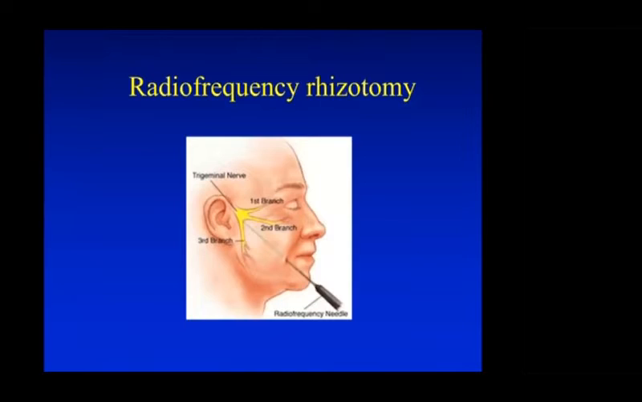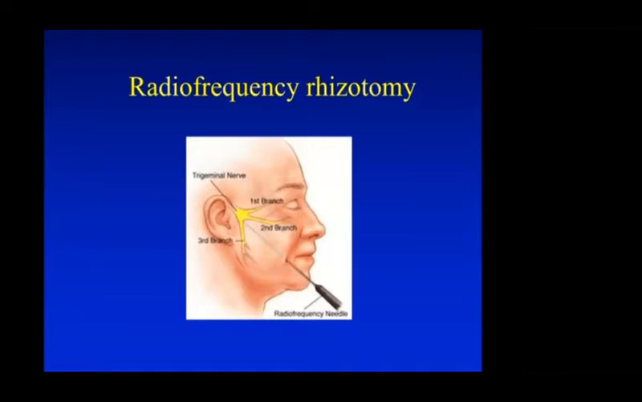Now, let's say a patient is not a candidate for a microvascular decompression. What are some of the other options that we can try? One option is called a radiofrequency rhizotomy, and this is a situation where we can stick a needle into the nerve, and typically heat is used to damage the nerve. And you're deliberately damaging the nerve in hopes of disrupting the pain fibers with this technique.